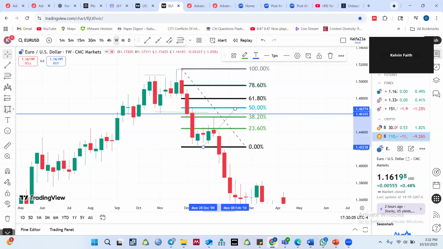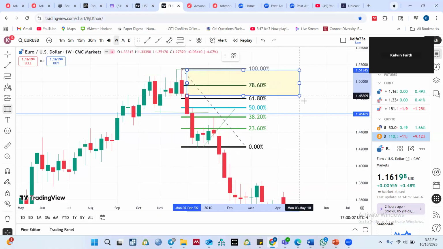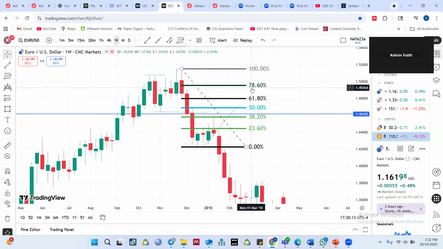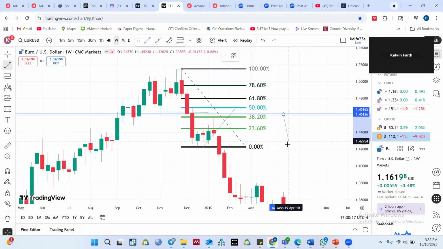But the ideal thing is you would want to wait for price to come to 78.6% or 61.8% on the FIB. But if price is to come above here, it is not below the blue line. It is above.